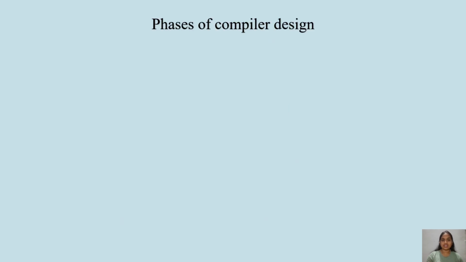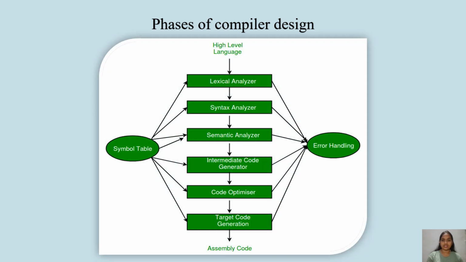So, let's learn about the phases of compiler design. The phases are lexical analyzer, syntax analyzer, semantic analyzer, intermediate code generator, code optimizer, target code generation, and error handling. It converts from high-level language into assembly-level language. Let us learn about the phases one by one.